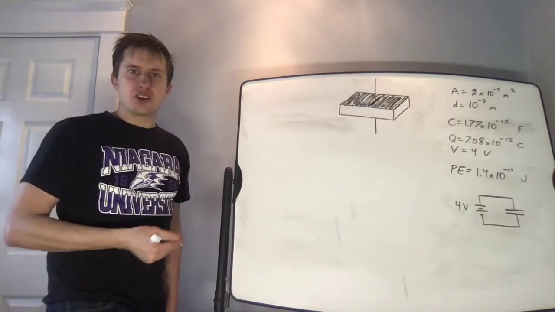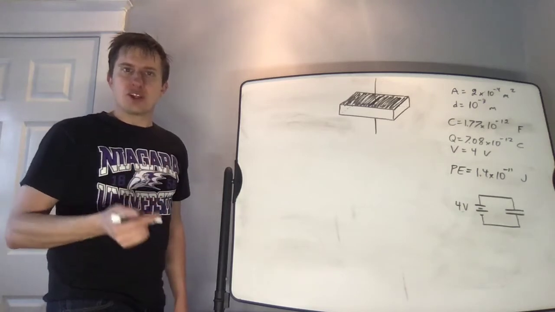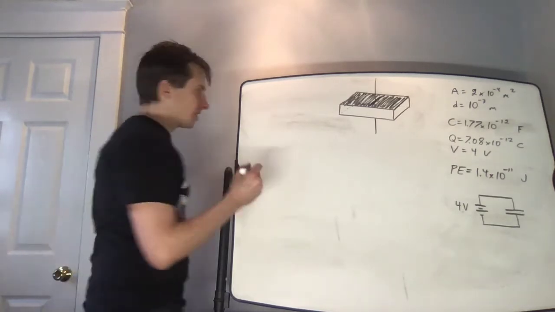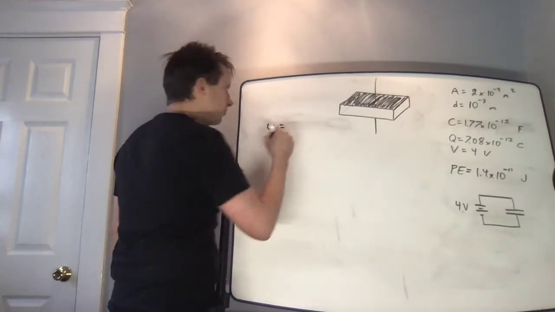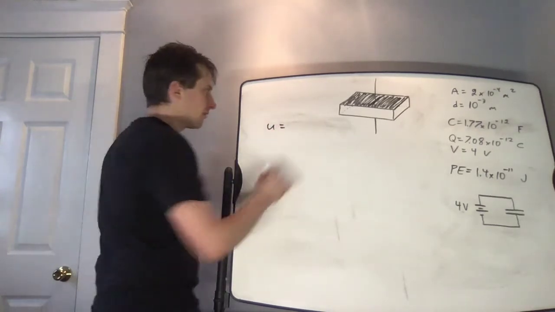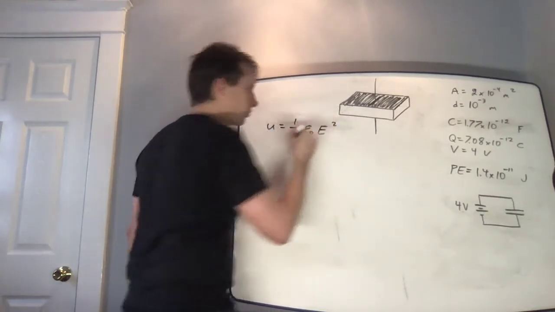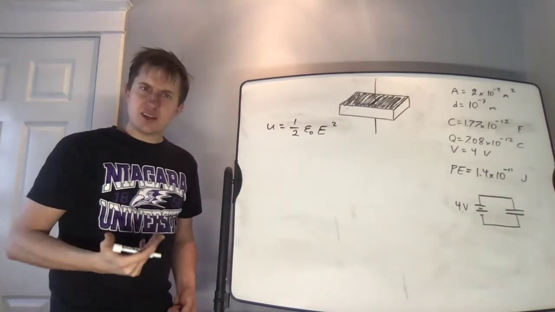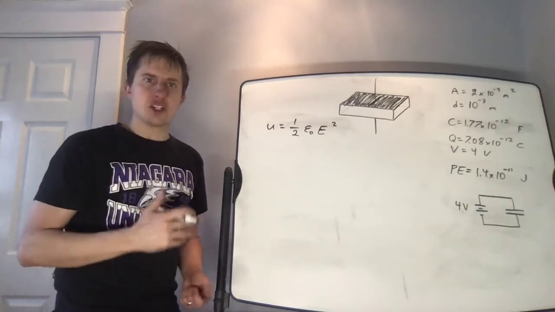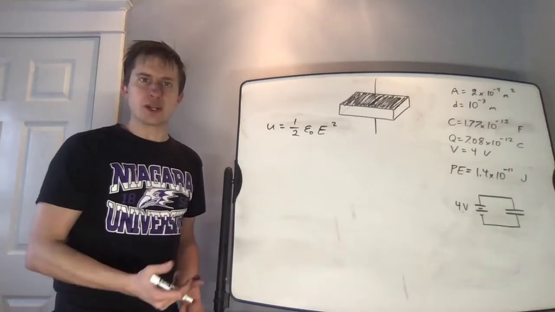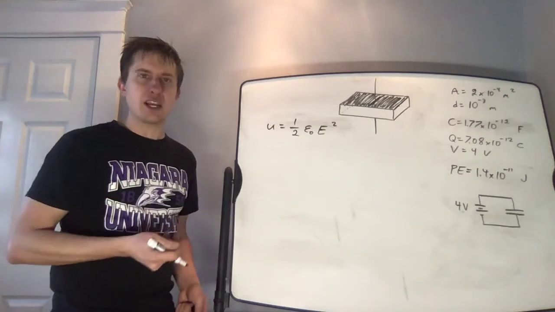Another way we could calculate the strength of the electric field between the plates of a charged capacitor comes from energy density. We learned that the energy density between the plates of the capacitor is given by 1/2 times epsilon naught times the strength of the electric field squared. Let's take a moment and think about what energy density is. Energy density is the number of joules per cubic meter in a given region of space.